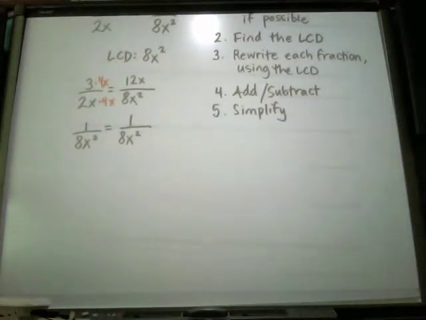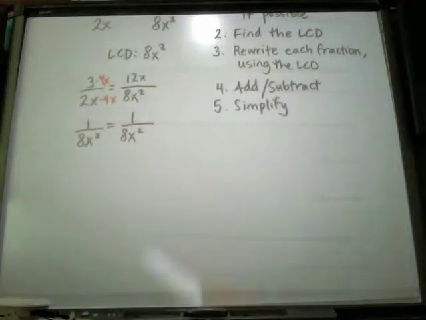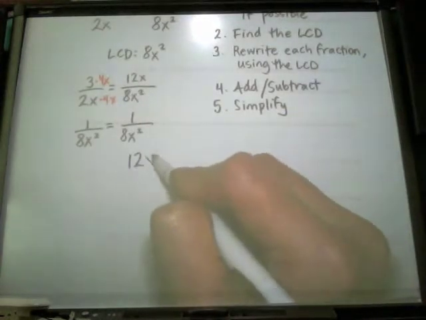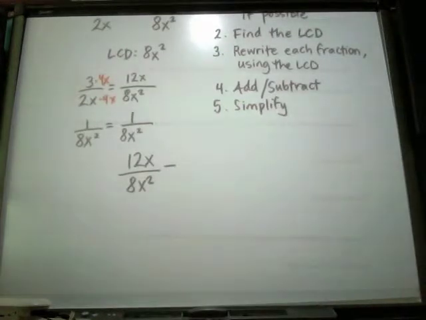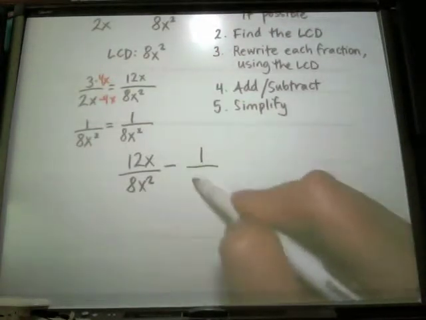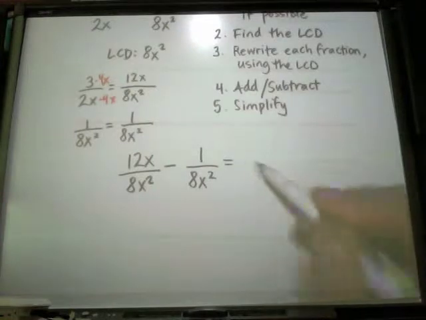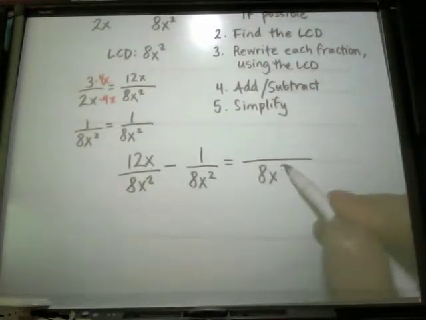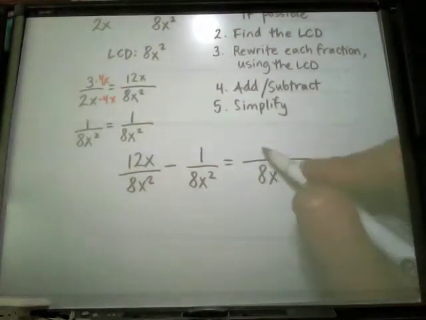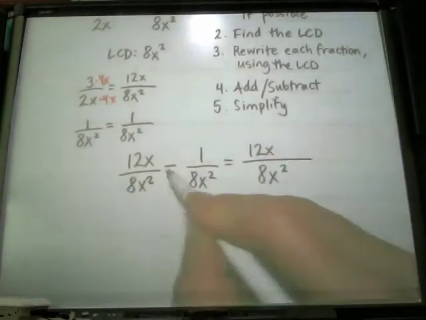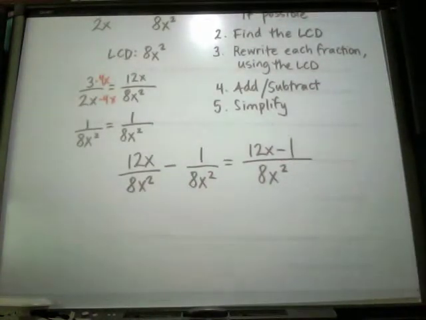Now, we do need to remember that it's subtraction. So I'm going to go ahead now and rewrite these. 12x over 8x squared was my first one, minus 1 over 8x squared. My answer will have 8x squared as a denominator, of course. And I combine my numerators. 12x minus 1. In this case, we don't need to add the opposite because it's just one term. You guys can remember minus 1.